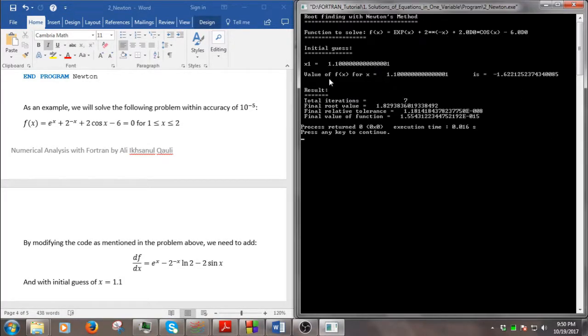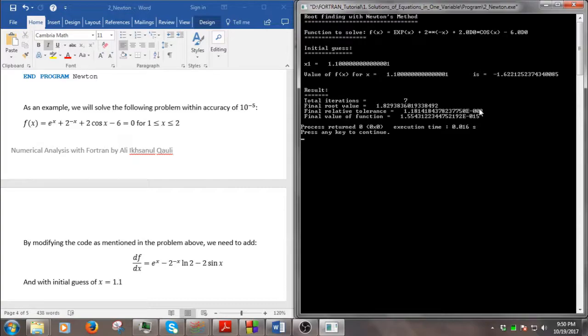1.1, and the value of the function at that x is minus 1.6. And by using Newton's method, we have to do 7 iterations here, and the final root is 1.83. The final relative tolerance we get is 10 to the power of minus 8, and the final value of the function is 10 to the power of minus 15, which is so small. It is close to zero.